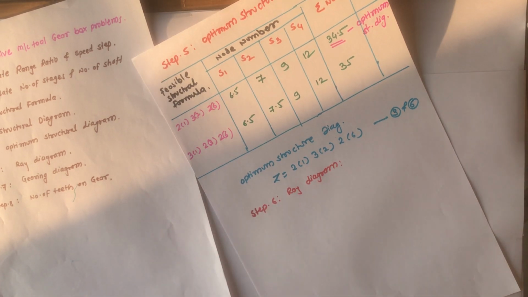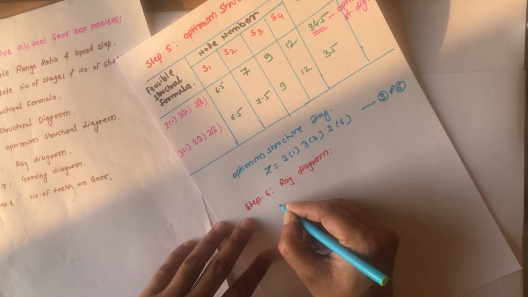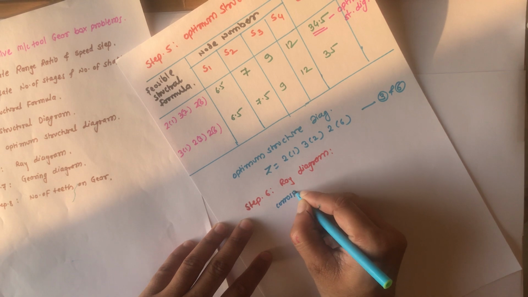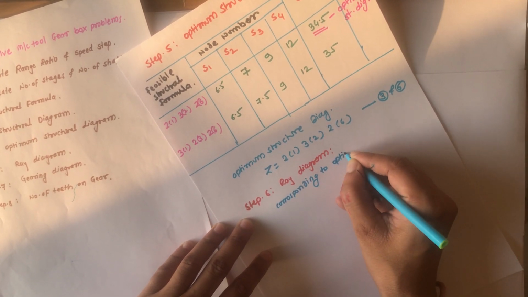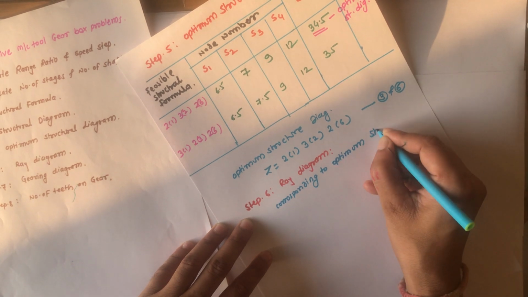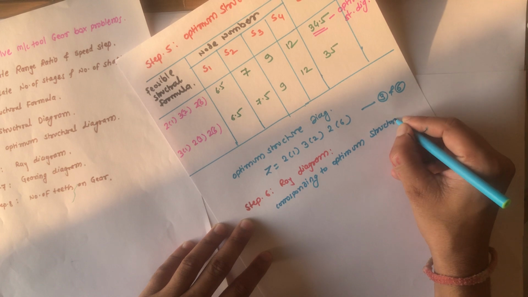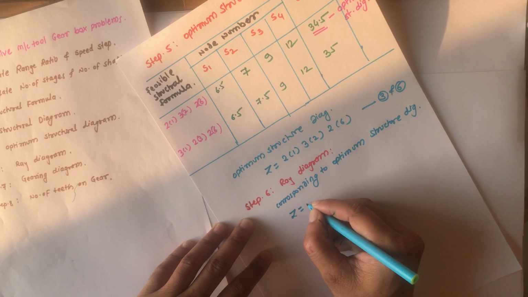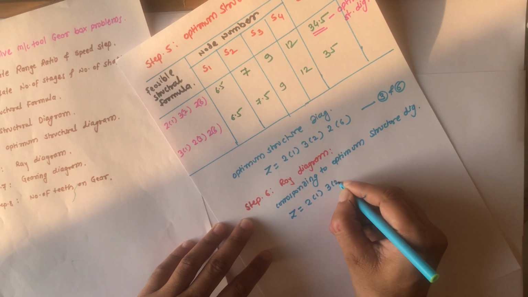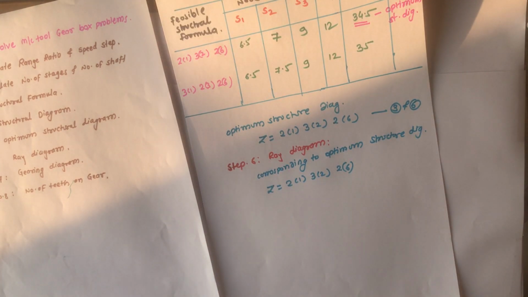Okay, the ray diagram corresponding to the optimum structure diagram. The ray diagram is corresponding to the optimum structure diagram. Now the structure formula is Z is equal to 2 1 3 2 and 2 6. Now we'll draw the optimum structural diagram.